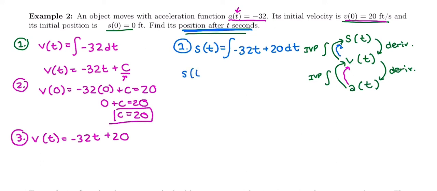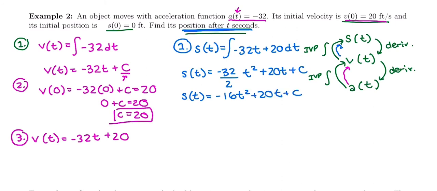So we're going to take our antiderivative. So we're going to do negative 32, keep our constant multiple. T is to the first power, so 1 plus 1 is 2. So negative 32 divided by 2, t to the 2, plus 20 times t plus c, because it's a constant. So that constant times t plus c. And of course, we could write this a little bit nicer because negative 32 divided by 2 is negative 16t squared plus 20t plus c.